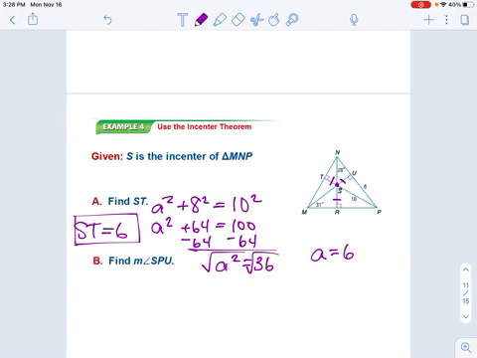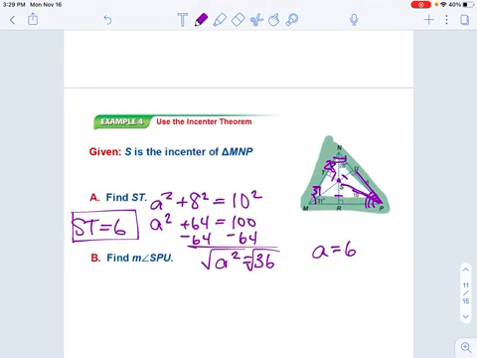For the measure of SPU, once again, we also have to go a little roundabout. I like to think about the whole big triangle. And because this is the incenter, I know those two angles are congruent. And these two are congruent. And these two are also congruent to each other. So this one is 31, and this one is 28. And these ones I'm going to label both x. And then I can just set up and solve an equation.